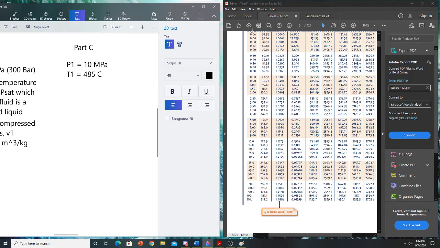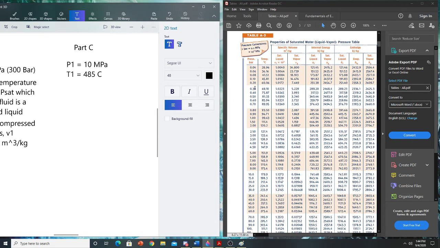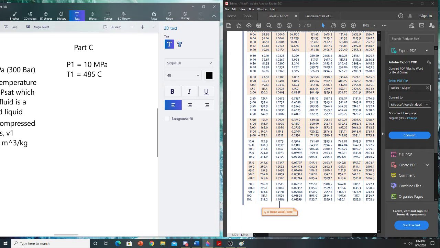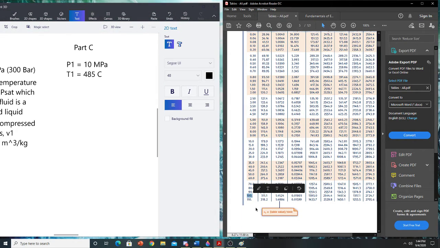So let's go ahead and prove that though, because it's great to think about it, but you have to prove it. So we have to go down pressure in bar. As I said, this right here is 10,000 kilopascals, which is also 100 bar. So if you go down here to bar, 100, right? So 100 bar, and you go over here.